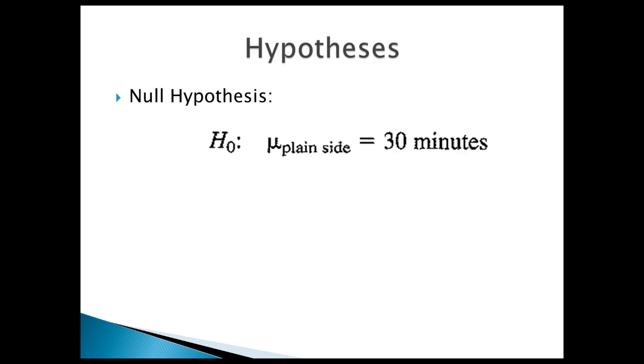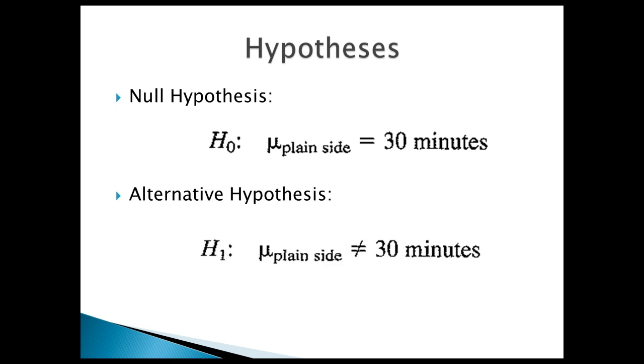So the null hypothesis, or the hypothesis that nothing is going on, would be H sub 0, that mu on the plain side, meaning no googly eyes, is going to be 30 minutes. So basically they're going to spend equal time on each side of the box. Alternatively stated, the alternative hypothesis would be mu sub plain side does not equal 30 minutes. So there's going to be some difference. And that's really the researcher's hypothesis. The researcher thinks that the birds are going to avoid the direct eye contact, so it's not going to be an equal 30-30 on each side, and there's actually going to be more time on the plain side.